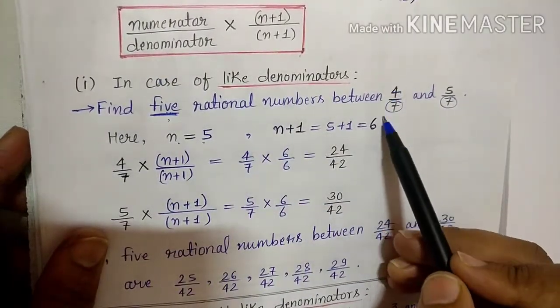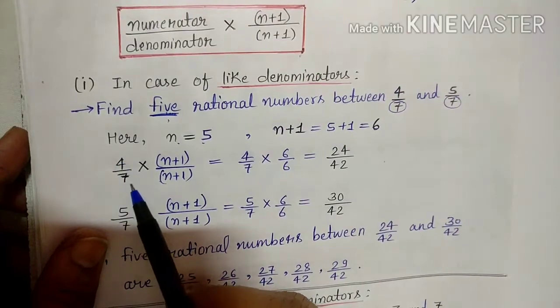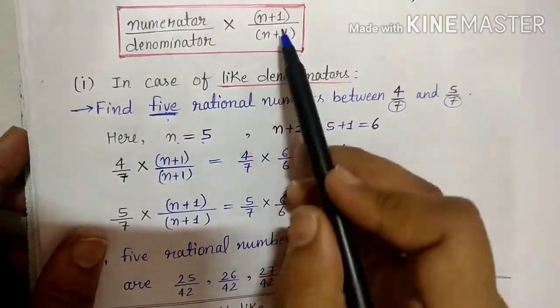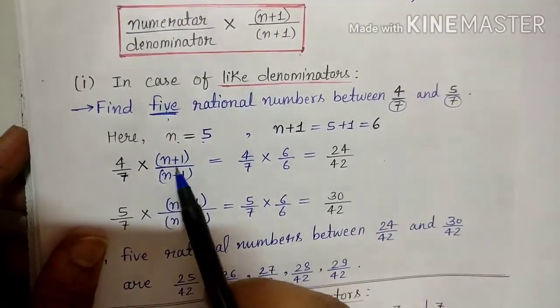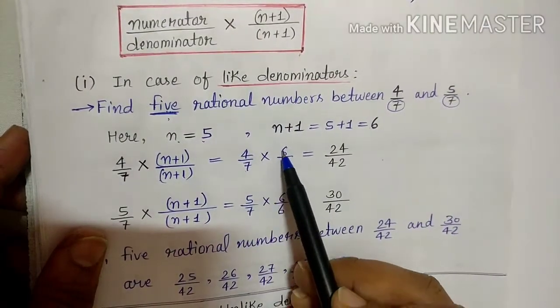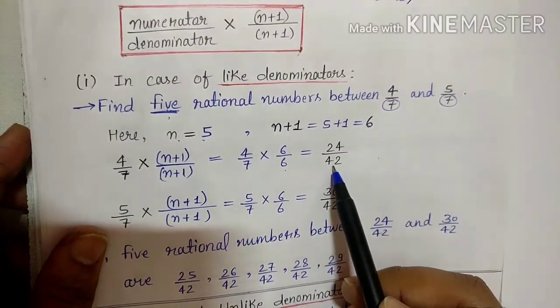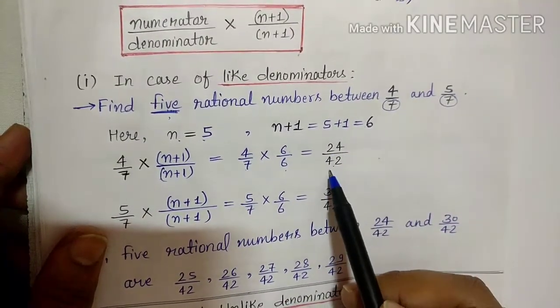What is our first fraction? 4 upon 7. So 4 upon 7 we have written. Numerator upon denominator, multiplied by (n plus 1) upon (n plus 1). What is n plus 1? 6. So 4 upon 7 multiplied by 6 upon 6. 6 fours are 24, 6 sevens are 42. Okay, so we got the fraction 24 upon 42.